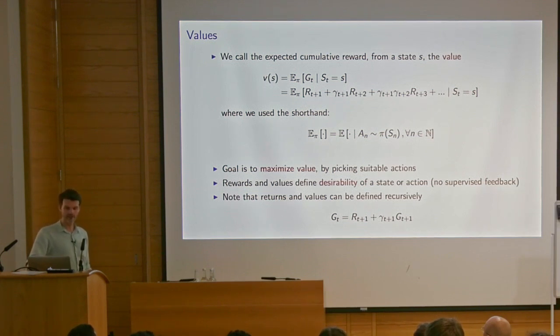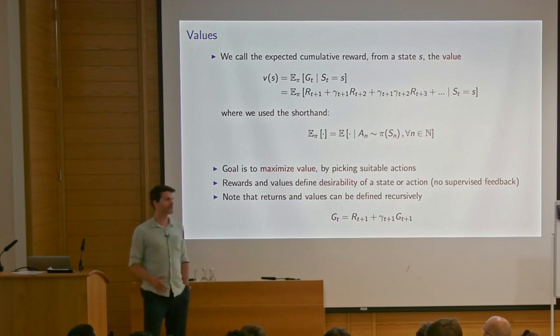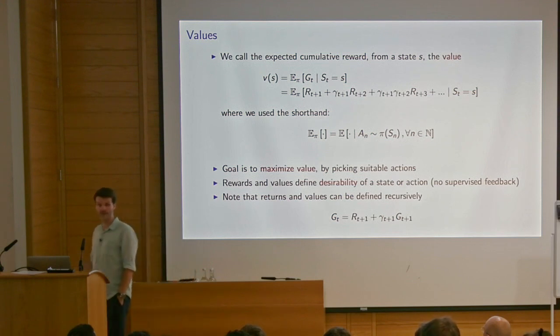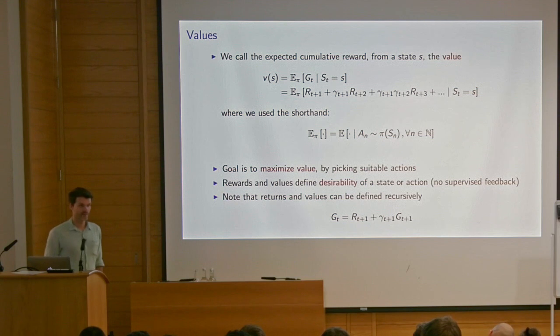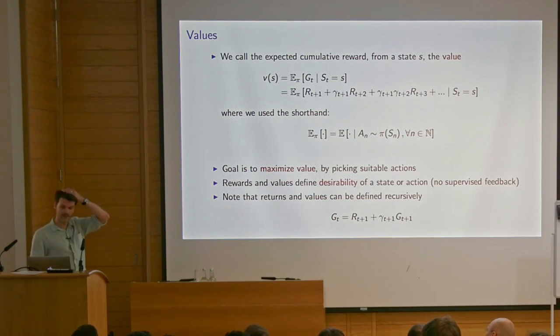And then the rewards and values basically define the desirability of a state or an action. There's no supervised feedback, which means basically that you might not be able to know the true value from any state and action. You might not be able to even know the maximal attainable value from a certain state and action. But you can still learn these things from interaction. And note that the return, as written down on the slide in the equation, and also the value can be defined recursively. And this is going to be useful for algorithms later on.